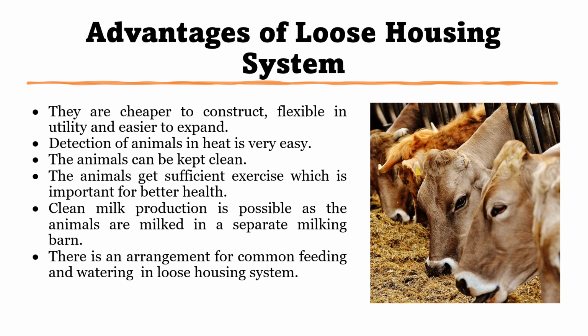When we look at the advantages of loose housing system, they are cheaper to construct, flexible to utilize, and easier to expand when in need. Detection of animals in heat is very easy in loose housing system. The animals can be kept clean. The animals also get sufficient exercise, which is important for better health. They can move here and there in the open paddock. Clean milk production is possible as the animals are milked in a separate milking barn.